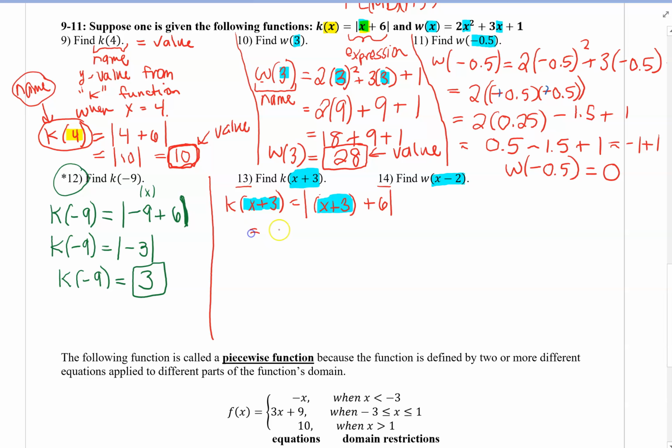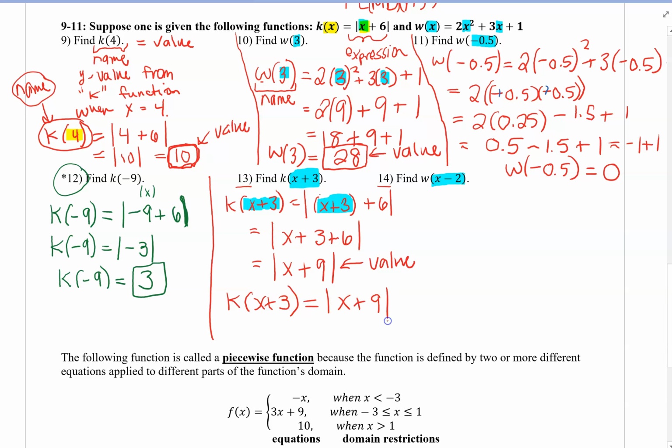So then that tells me to just go ahead and add the 3 with the 6, because I can't add the 3 with the x, right? X is a variable. So then that gives me x plus 9 inside my absolute value, and that's as far as I can go. That's actually the value of my answer. So k of x plus 3 has a value of absolute value of x plus 9. So when your input has an x in it, then your final answer will most likely still have an x in it, because it's just giving you a new expression, really, is what just happened there.